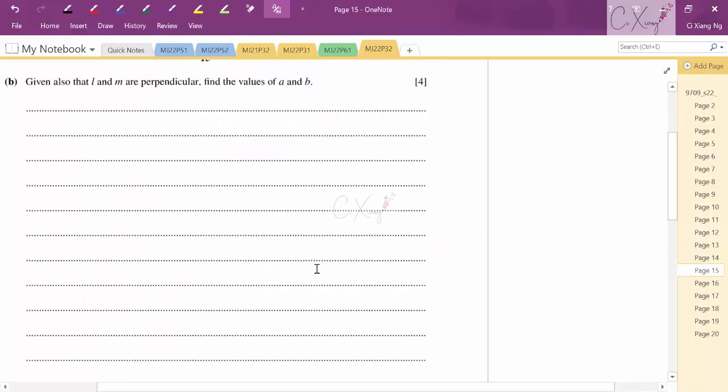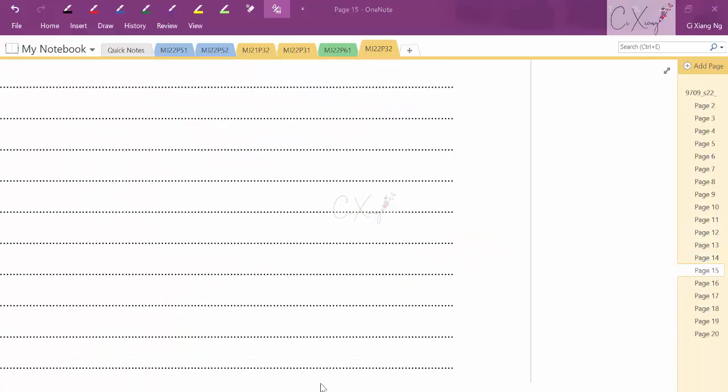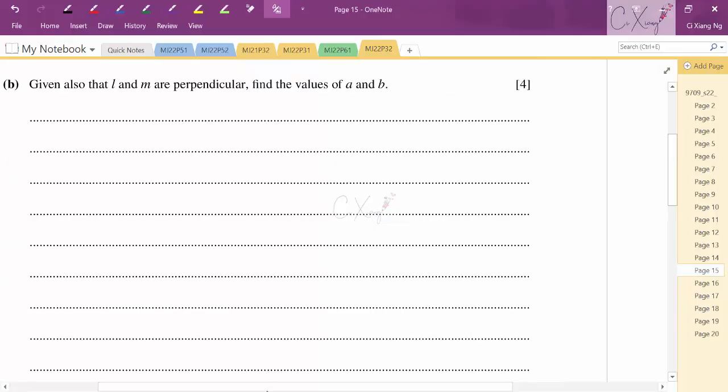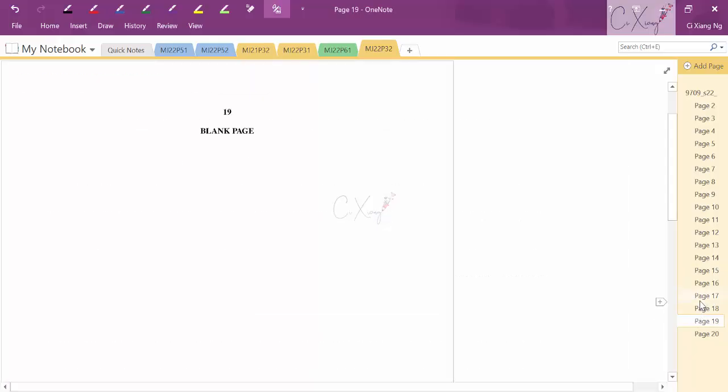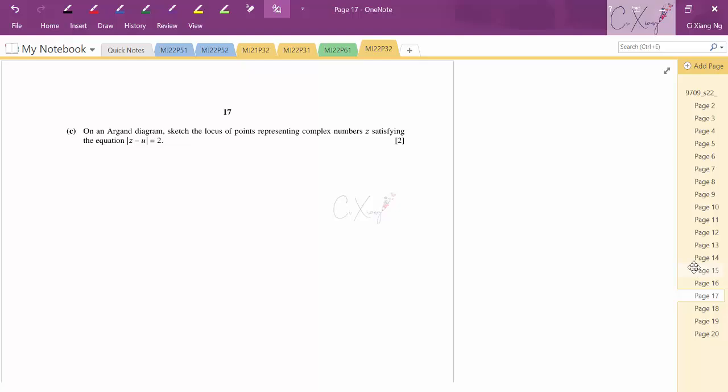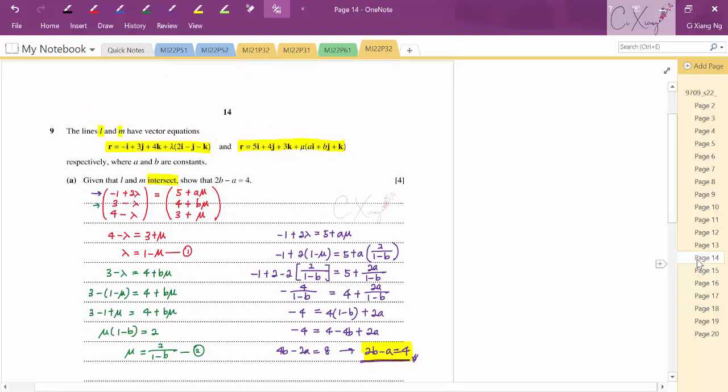Okay, so for part B, now they give us another piece of information where L and M are perpendicular. So what will happen if L and M are perpendicular? L and M perpendicular means that the dot product of the direction of L and the direction of M is equal to 0.